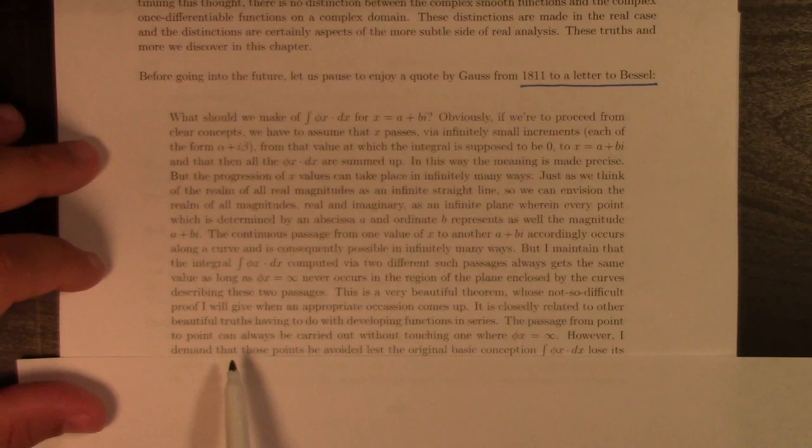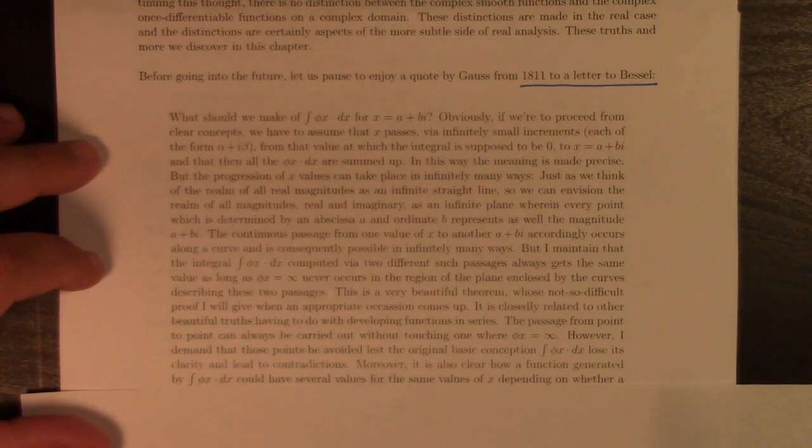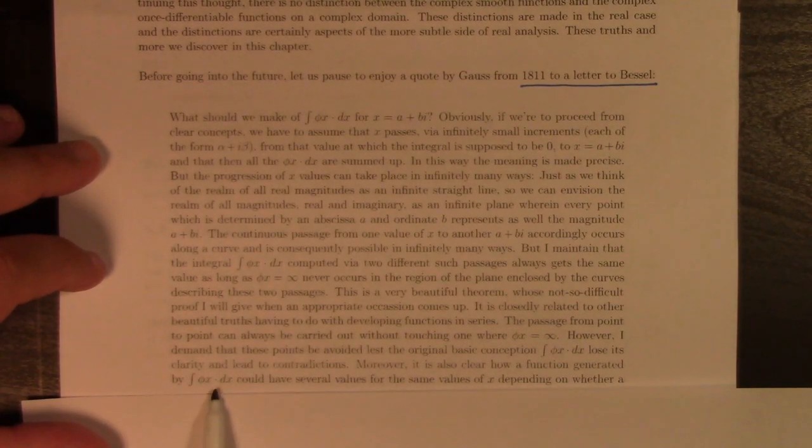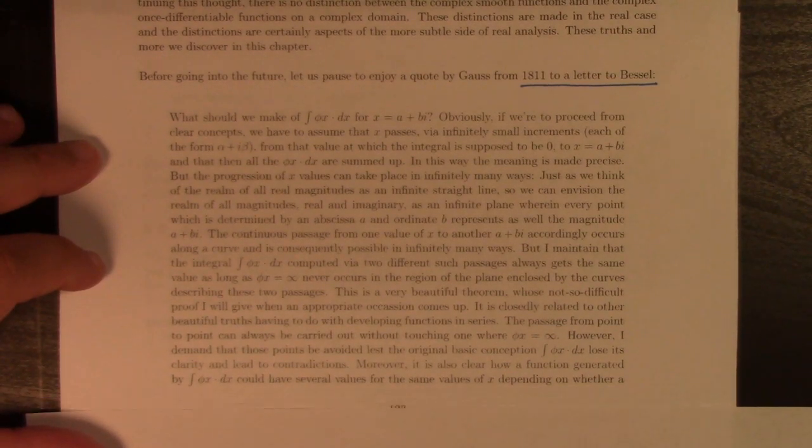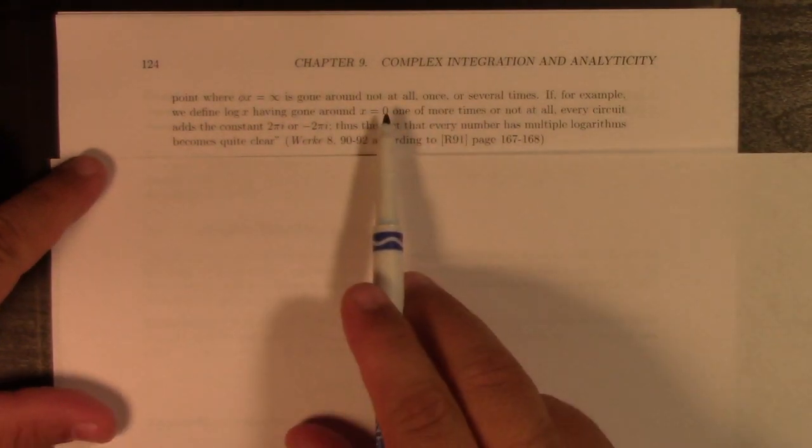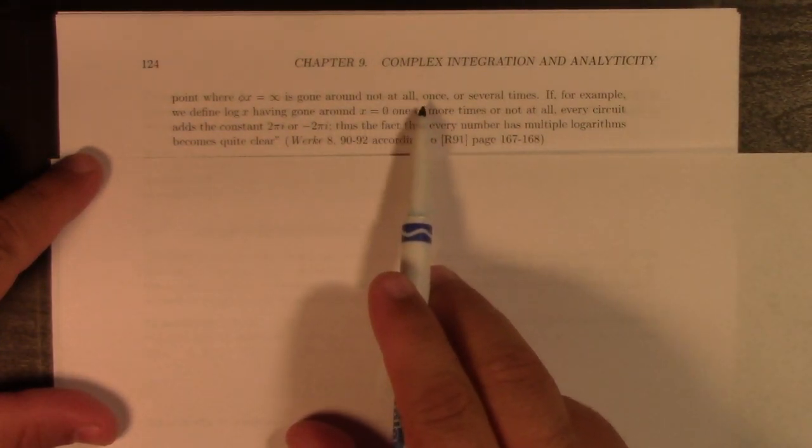The passage from point to point can always be carried out without touching the one where the function takes an infinite value. However, I demand that those points must be avoided, lest the original basic concept of the complex integral lose its clarity and lead to contradictions. Moreover, it is also clear how a function generated by the integral of a complex valued function could have several values for the same values of x, depending on whether a point where the function takes an infinite value is gone around not at all, once, or several times.